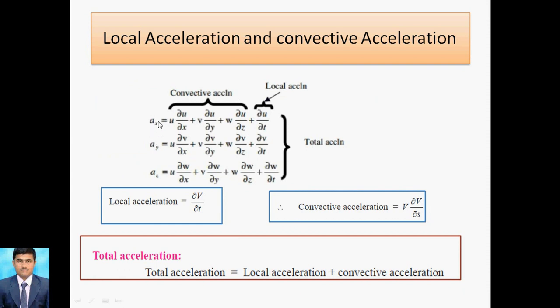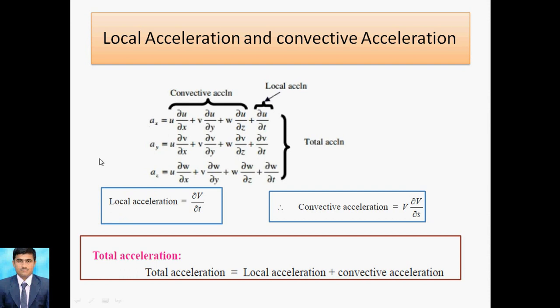Here it is clearly mentioned as the convective acceleration. We already discussed this acceleration: ax is equal to u dou u by dou x plus v dou u by dou y plus w dou u by dou z plus dou u by dou t. The last term is the local acceleration, that is, if the velocity varies with respect to time. If it varies with respect to space, meaning the coordinate system x, y, z, it is called the convective acceleration. If you take the addition of both, that is called the total acceleration.